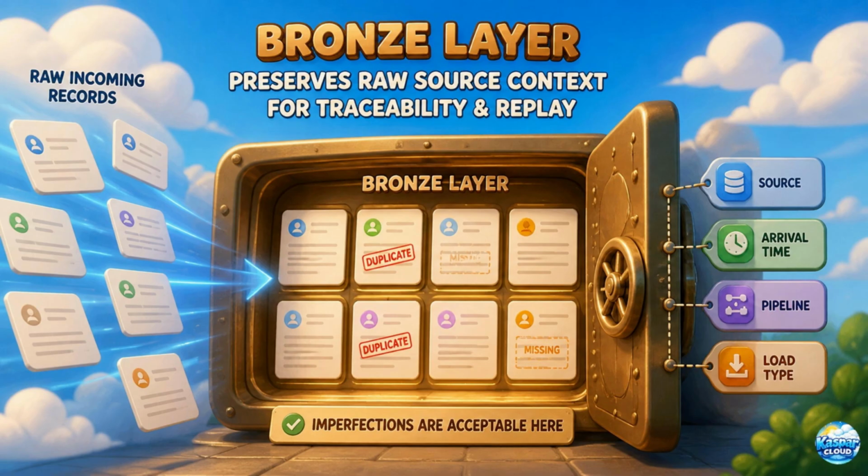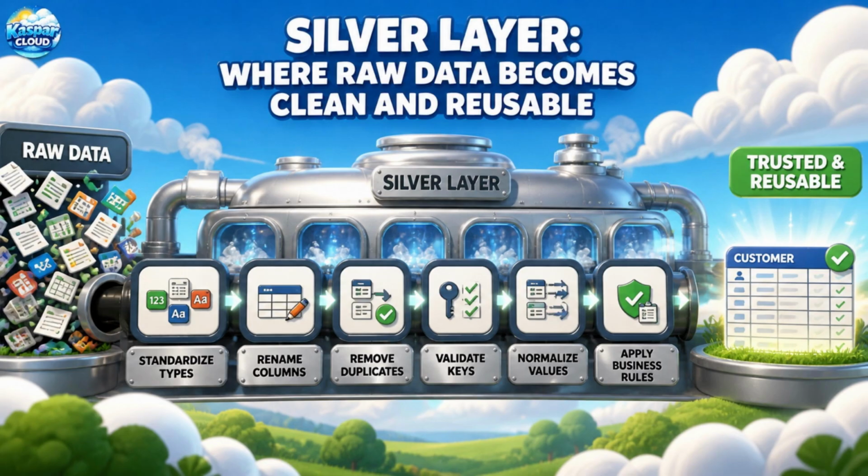If downstream logic changes, engineers should be able to rebuild silver and gold datasets from the bronze layer. The silver layer is where raw data becomes clean and reusable. In this layer, engineers standardize data types, rename columns, remove duplicates, validate keys, normalize values, and apply shared business rules.